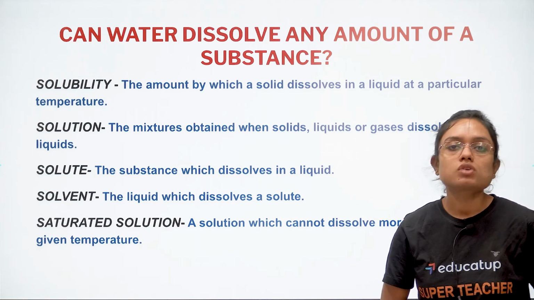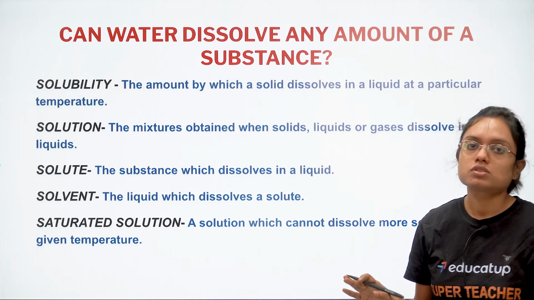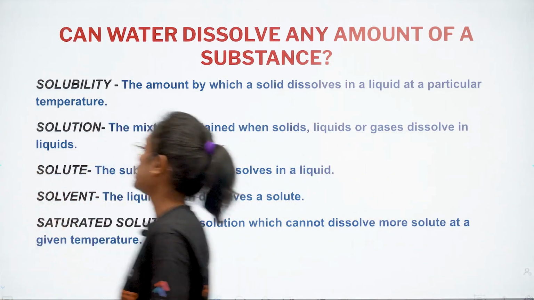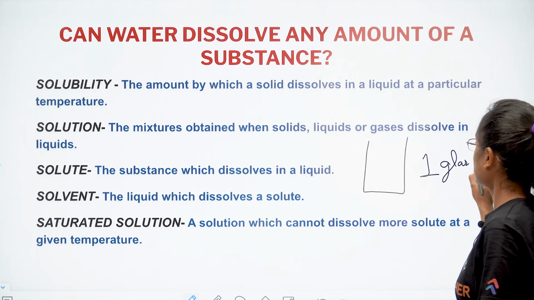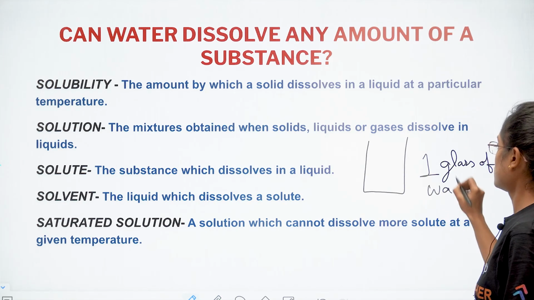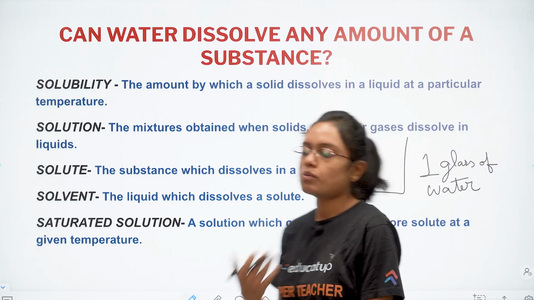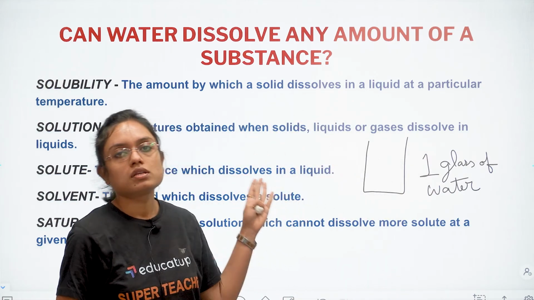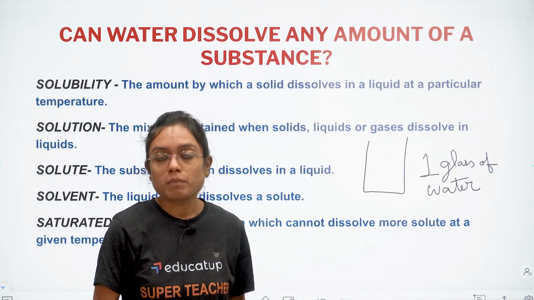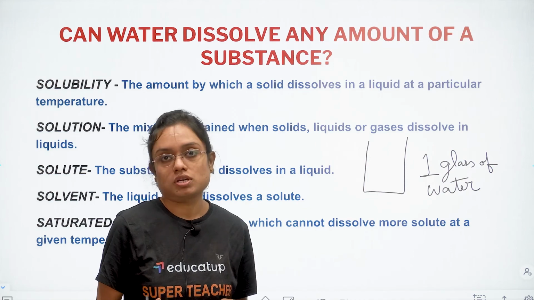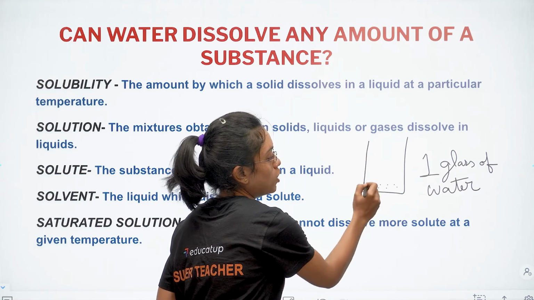Now what is a saturated solution? A saturated solution is that solution in which no more solute can be dissolved. That means, suppose you have a glass of water, 1 glass of water. Now, according to you, how many spoons or how many tablespoons of sugar can be dissolved in this 1 glass of water? Maybe 2, maybe 3, maybe 4, maybe 5. But a point will come that after which sugar will not dissolve in this 1 glass of water and it will start depositing at the bottom.